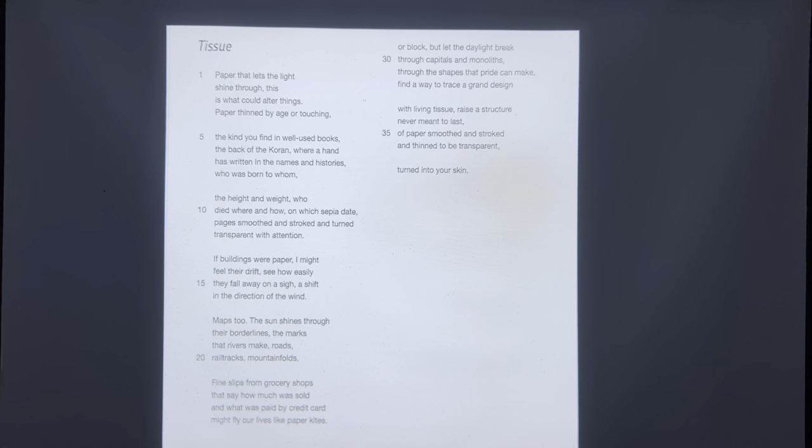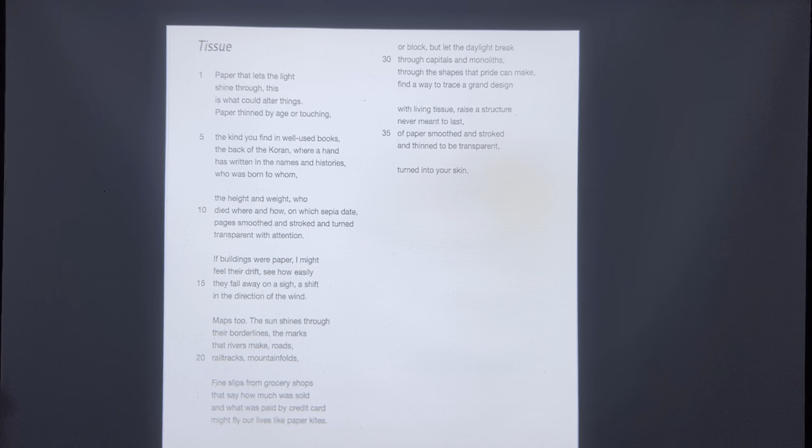Where am I, guys? The back of the Quran, where a hand has written the names and history, who was born to whom, the height and weight, who died where and how, on which sepia date. Pages smooth and stroked and turned, transparent with attention. If buildings were paper, I might feel their drift. See how easily they fall away on a sigh, a shift in the direction of the wind.